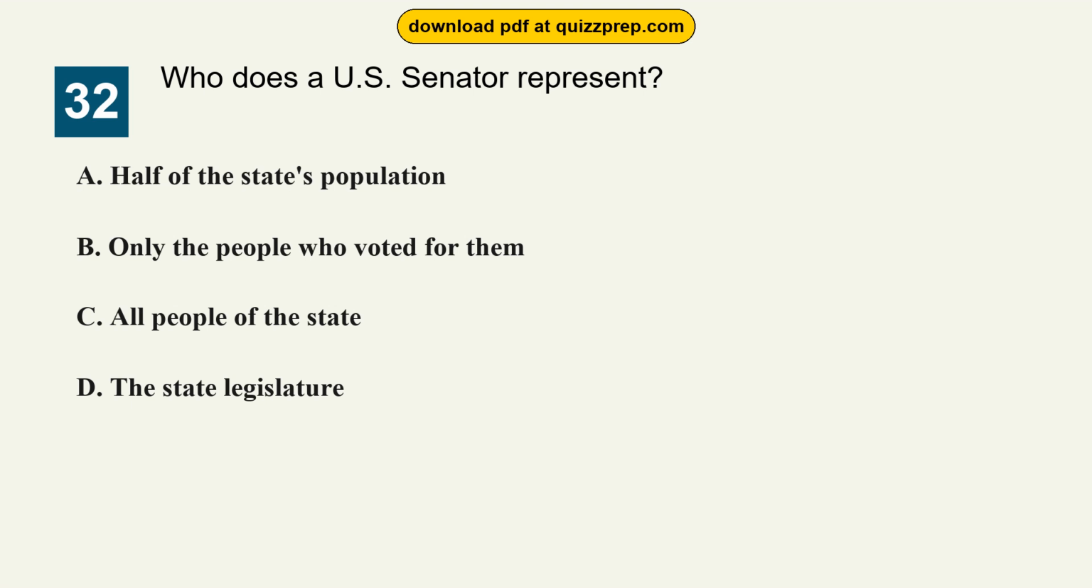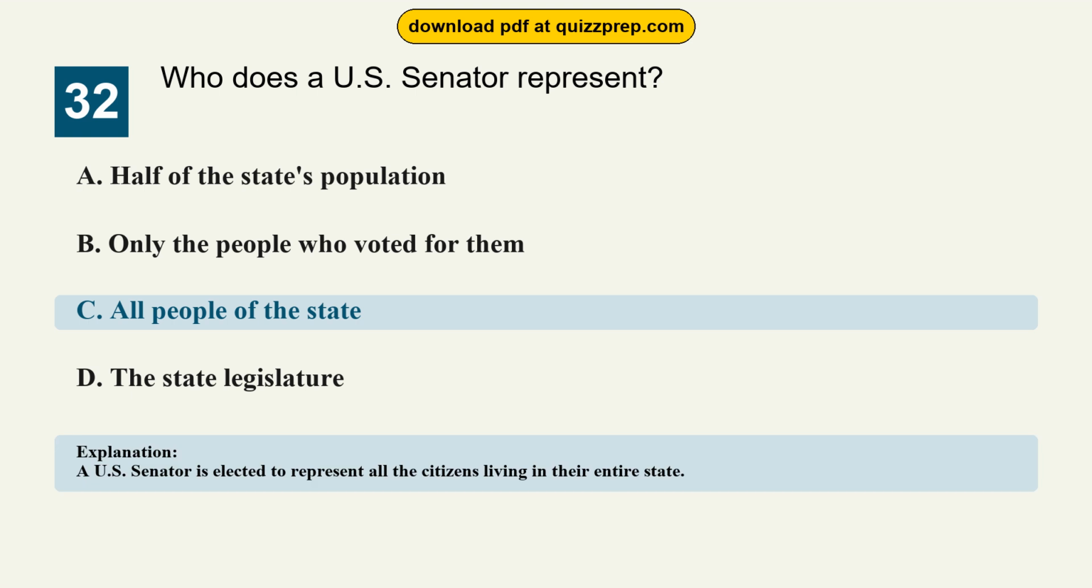Question 32. Who does a U.S. Senator represent? Option A, half of the state's population. Option B, only the people who voted for them. Option C, all people of the state. Option D, the state legislature. The correct answer is option C, all people of the state. A U.S. Senator is elected to represent all the citizens living in their entire state.